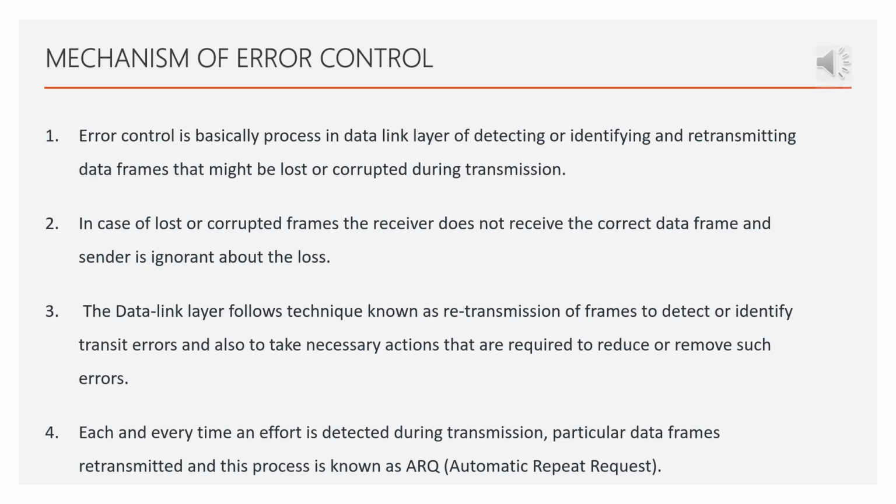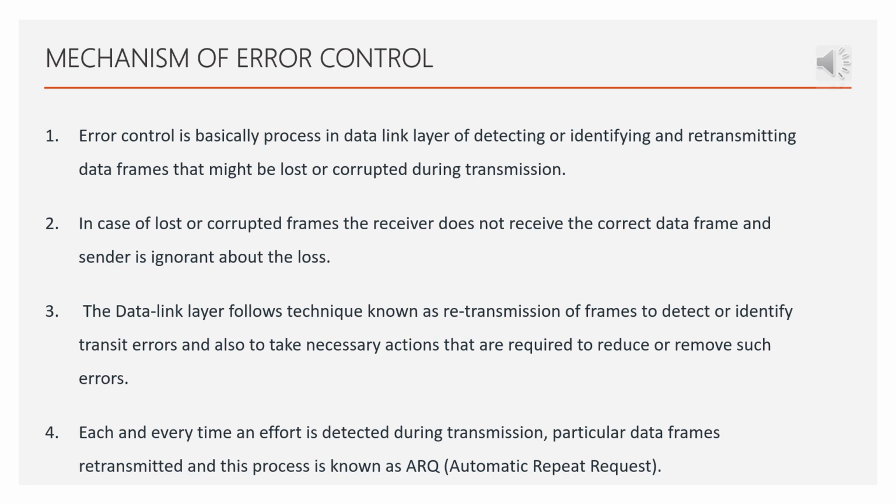Mechanism of error control. Error control is basically a process in the data link layer of detecting or identifying and retransmitting data frames that might be lost or corrupted during transmission. In case of lost or corrupted frames, the receiver does not receive the correct data frame and the sender is ignorant about the loss. The data link layer follows a technique known as retransmission of frames to detect or identify transit errors and also to take the necessary actions that are required to reduce or remove such errors.